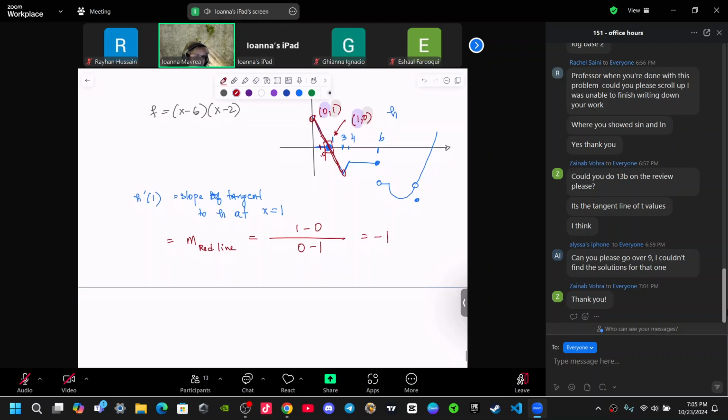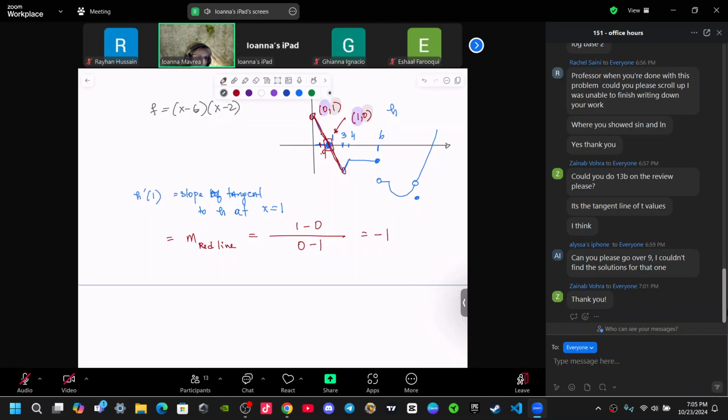So another question says, find the, so a lot of them are about limits, right? So find the limit as x goes to 1 from the positive side of h of x. So it says, look at the graph of h. Why do I say positive? There's no reason.